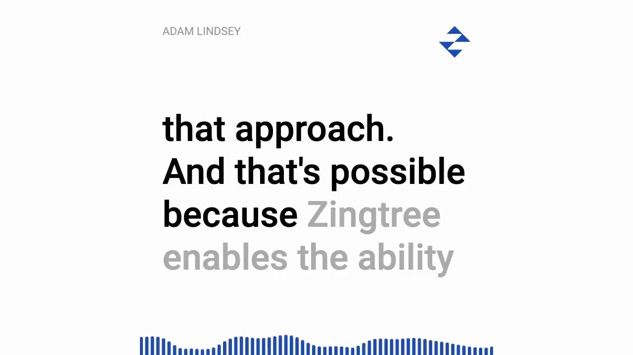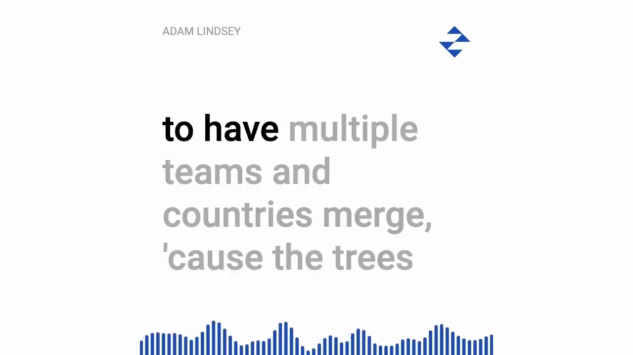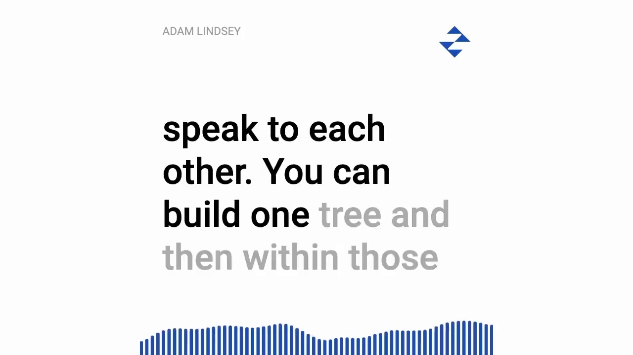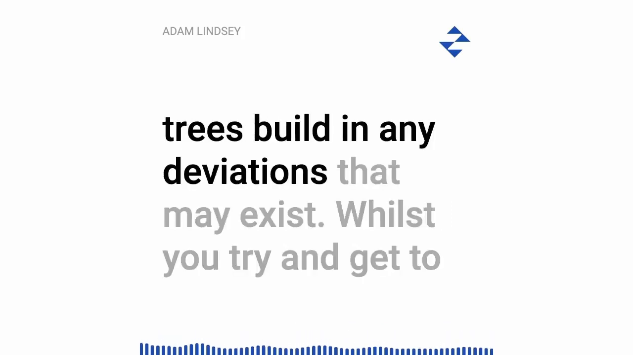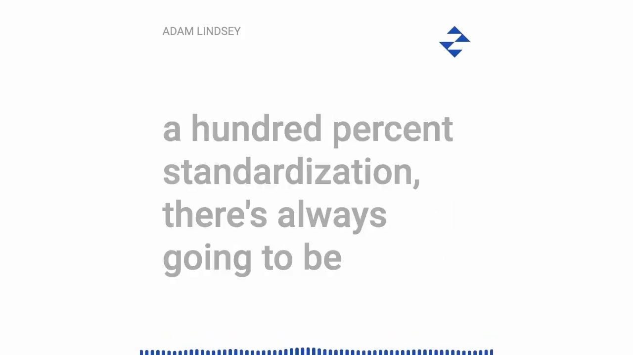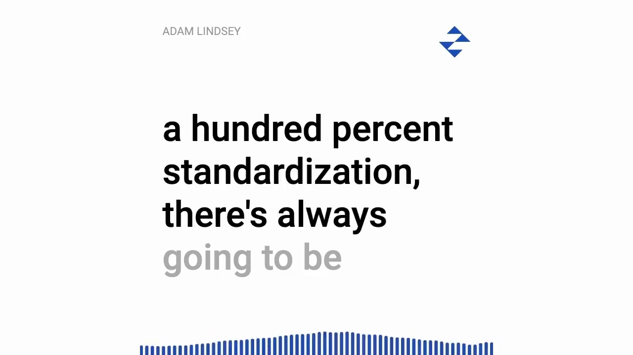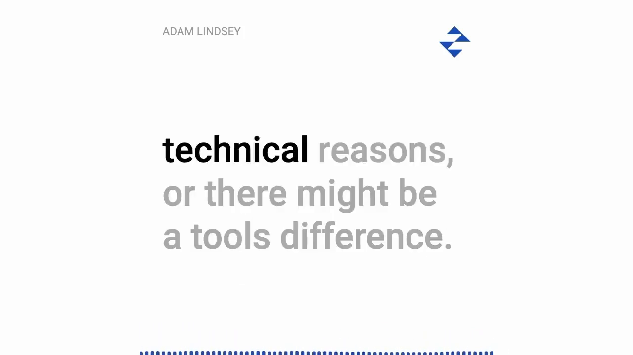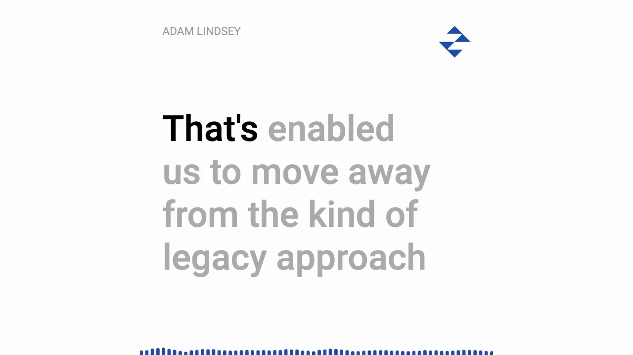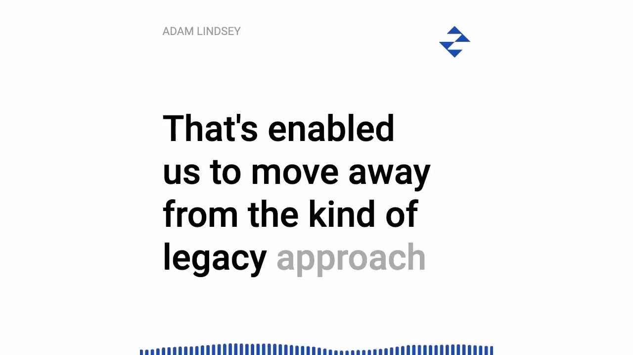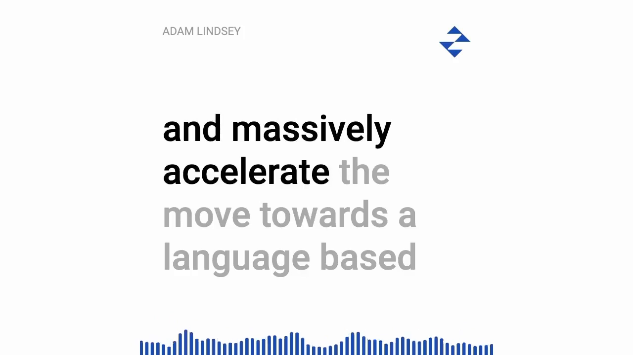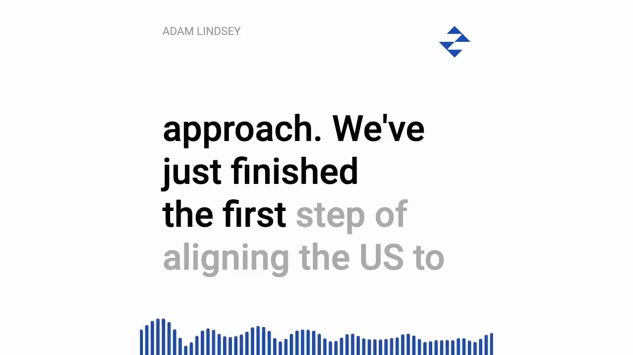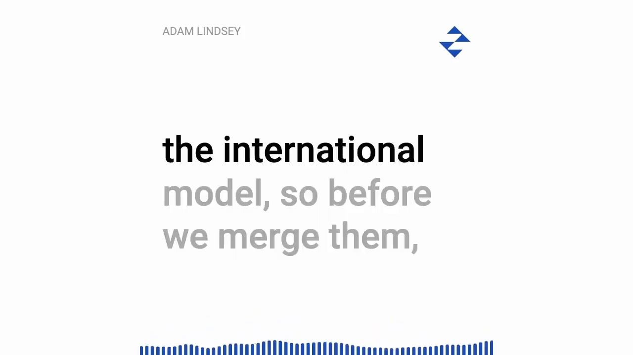And that's possible because Zingtree enables the ability to have multiple teams and countries merge, because the trees speak to each other. You can build one tree and then within those trees build in any deviations that may exist. Whilst you try and get to 100% standardization, there's always going to be different processes in UAE than Australia due to legal reasons or technical reasons, or there might be a tools difference. That's enabled us to move away from the legacy approach and massively accelerate the move towards a language-based approach. We've just finished the first step of aligning the US to the international model.